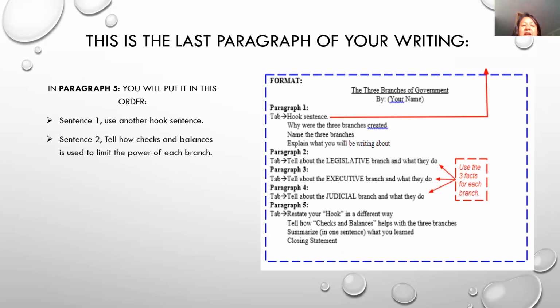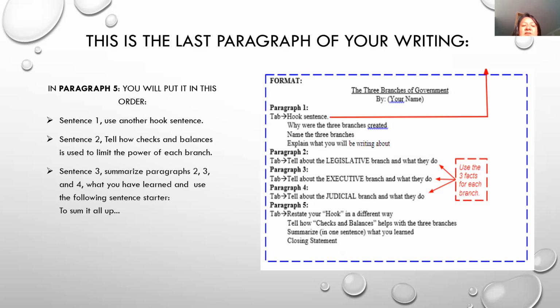Sentence 2, tell how checks and balances is used to limit the power of each branch. Sentence 3, summarize paragraphs 2, 3, and 4. So you're going to tell in one sentence what you wrote about. You wrote about 3 branches, and you're going to name all 3 branches in that sentence. And you're going to use the following sentence starter to sum it all up. The checks and balances is about the legislative, the executive, and the judicial branch, and how they all have powers to control the government.